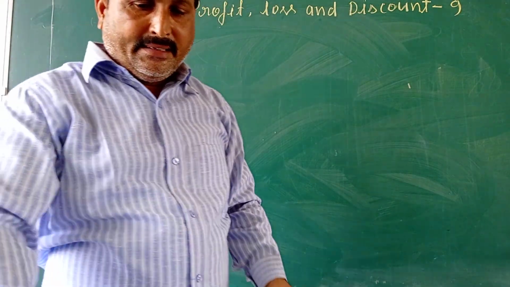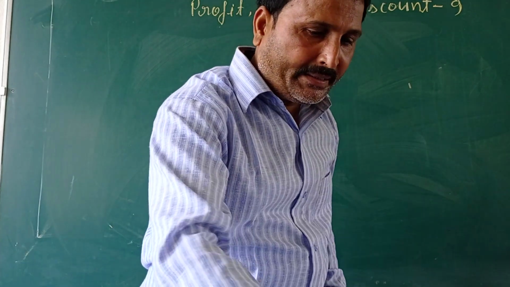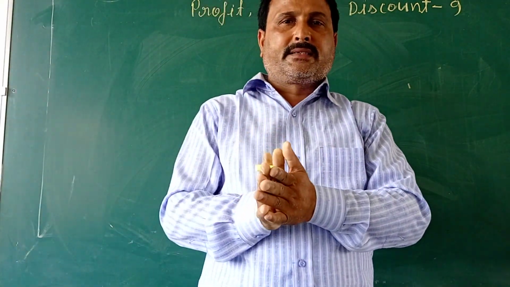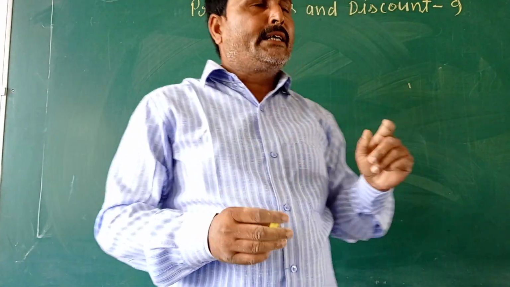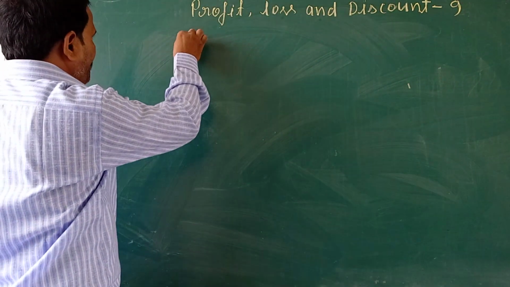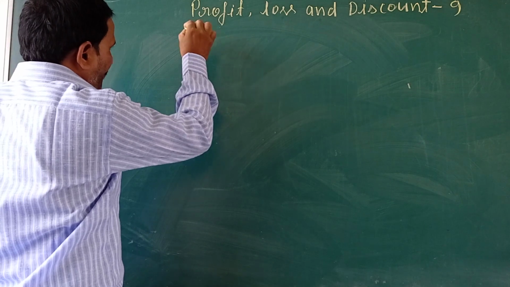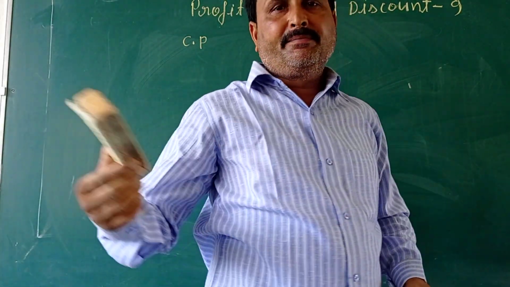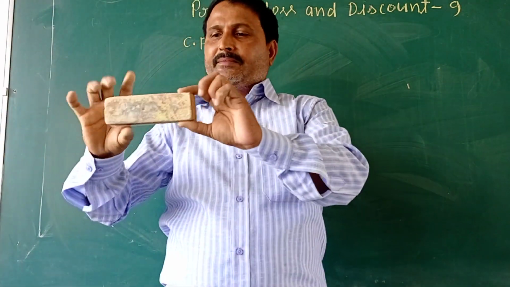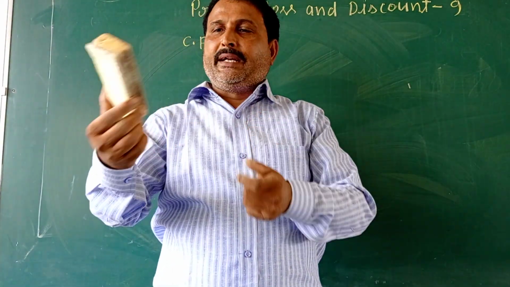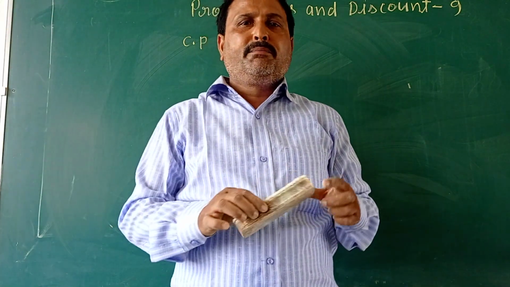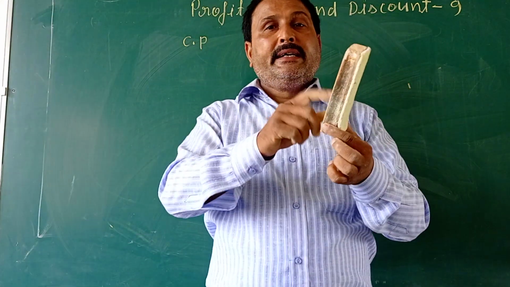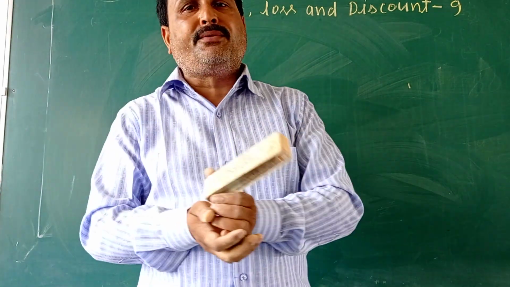See that. What is the meaning of profit? Suppose you are going to purchase any article in the shop, that will be CP. CP means cost price. Suppose you have purchased this gas stove and you have to pay the shopkeeper 15 rupees or 20 rupees. This will be CP for you, cost price for you.